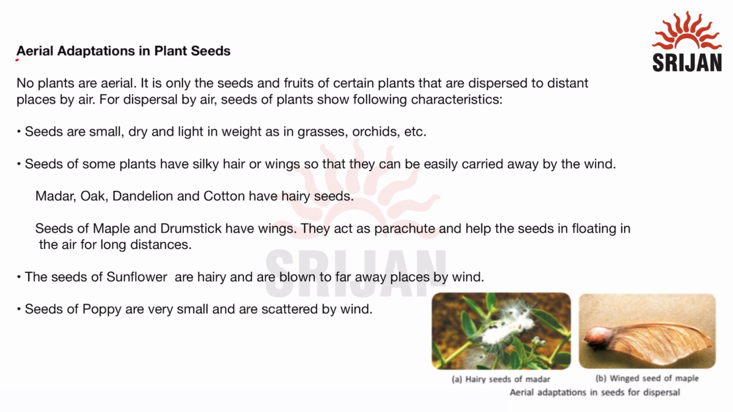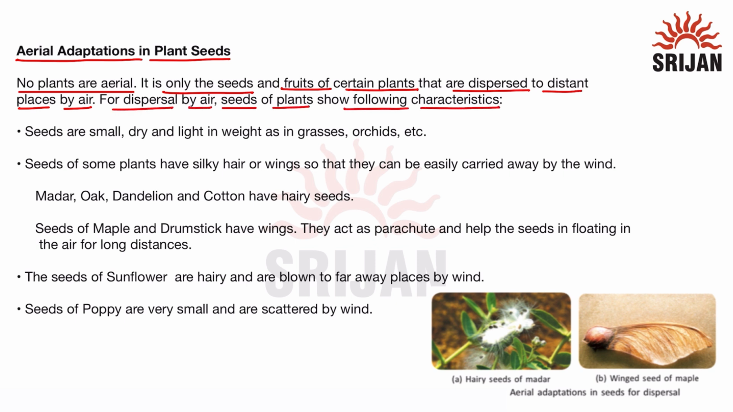Now, let us read about the aerial adaptations which are present in plant seeds. Now, no plants are aerial, that means no plants are present in air. It is only the seeds and fruits of certain plants that are dispersed to distant places by air. For dispersal by air, seeds of plants show the following characteristics. First is that seeds are small, dry and light in weight as in case of grasses and orchids, etc. They are dry and light in weight so that they can easily be dispersed by the wind.